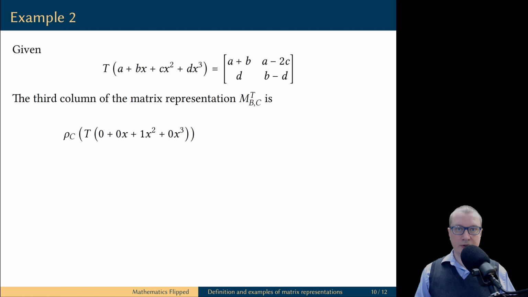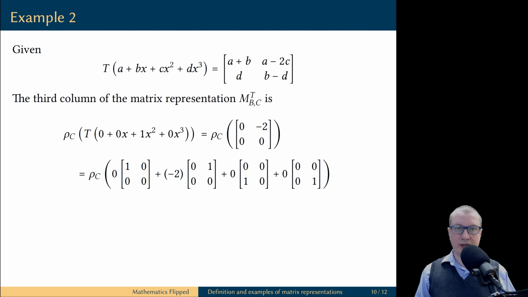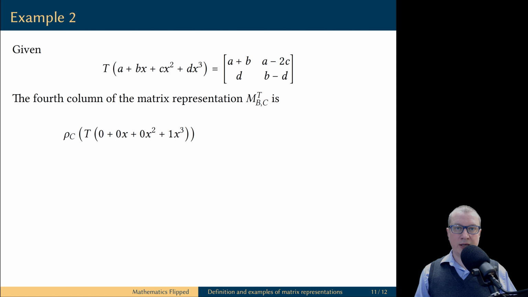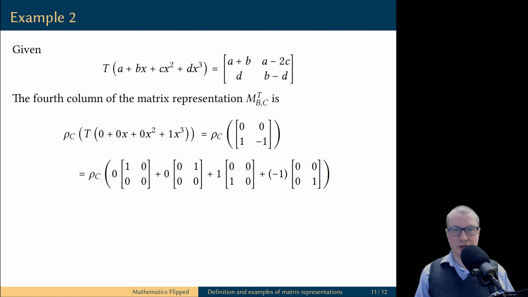We do the same for the third vector in the basis B. It is a polynomial x squared, so we compute the value of the linear transformation. Then we decompose this matrix into the linear combination of the basis C. We write the scalars in this linear combination as a column vector, and this is the third column in our matrix. Finally, we take the fourth vector in the basis B, which is the polynomial x cubed. We compute the value of T. We decompose into the linear combination of the basis C. We read off the scalars and write them as a column vector. This is column number 4 in the matrix.